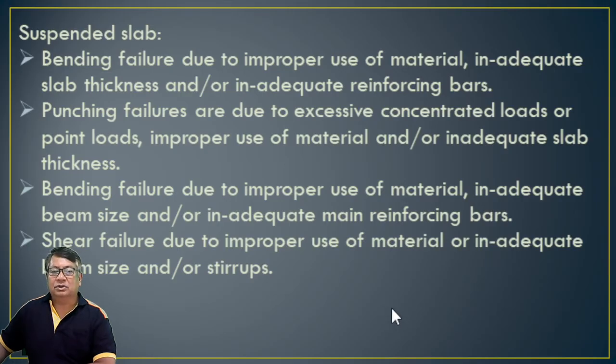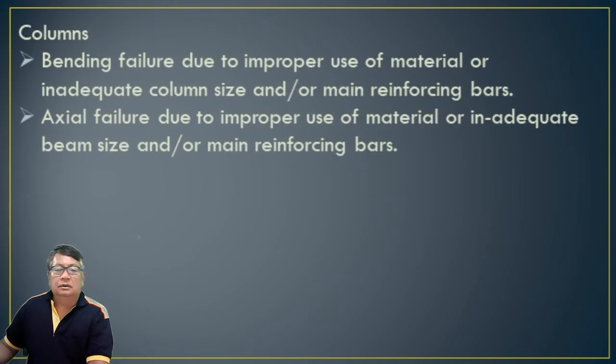Bending failures also are due to improper use of materials, inadequate beam size, and or inadequate main reinforcing bars. Shear failure is due to improper use of material or inadequate beam size and or the stirrups. Columns: bending failure due to improper use of material or inadequate column size and or main reinforcing bars. Or axial failure due to improper use of materials or inadequate beam size.